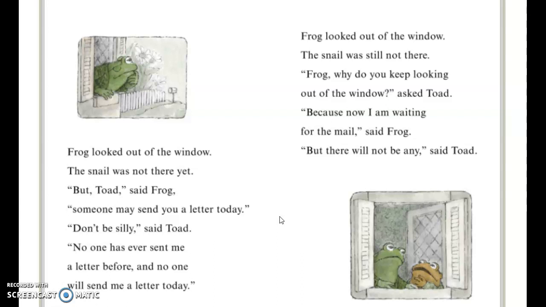Frog looked out the window. The snail, do you think he's gonna be there? Nope, it says the snail was still not there.